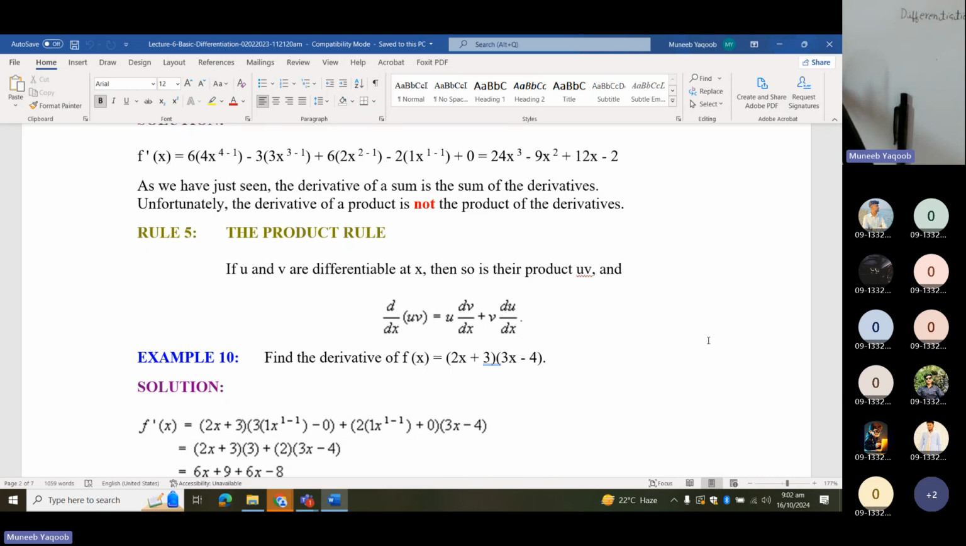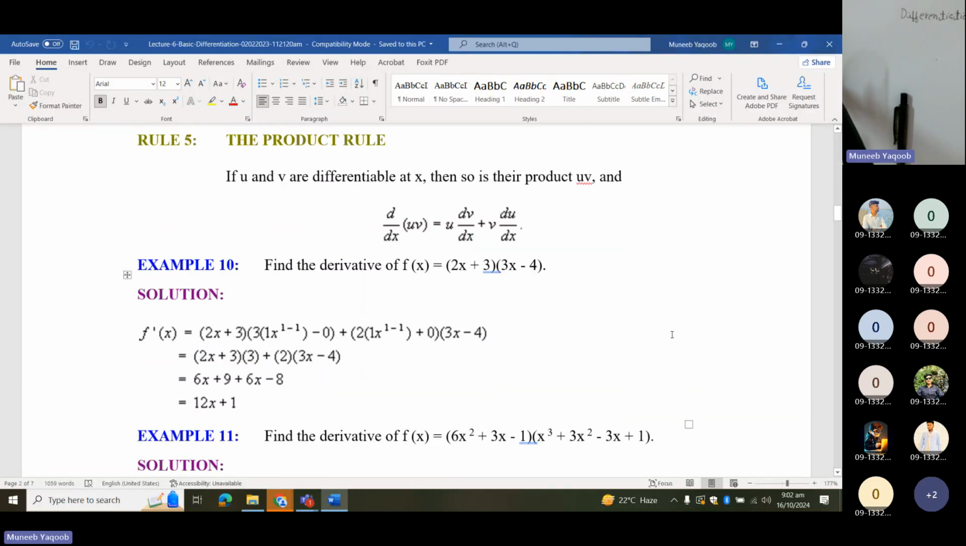Now coming to example number 10. You can see there are two functions. The first is 2x plus 3, which can be taken as u, and the second is 3x minus 4, which can be taken as v. So the function f of x is the product of two functions, 2x plus 3 and 3x minus 4. That is, the function is basically u into v.